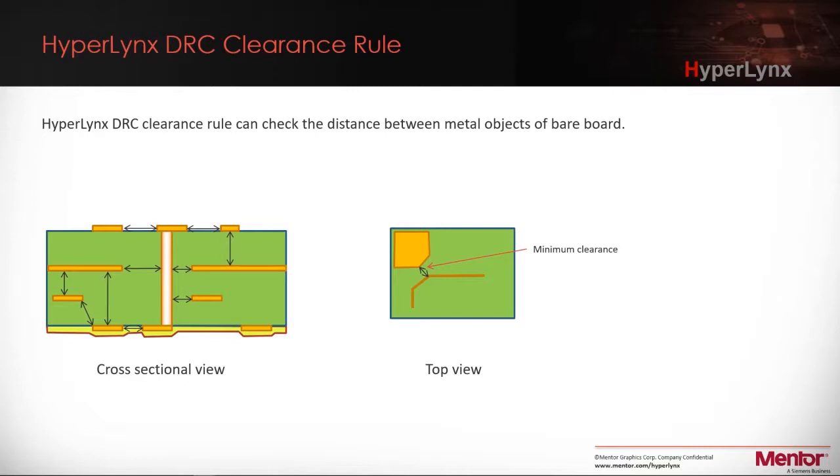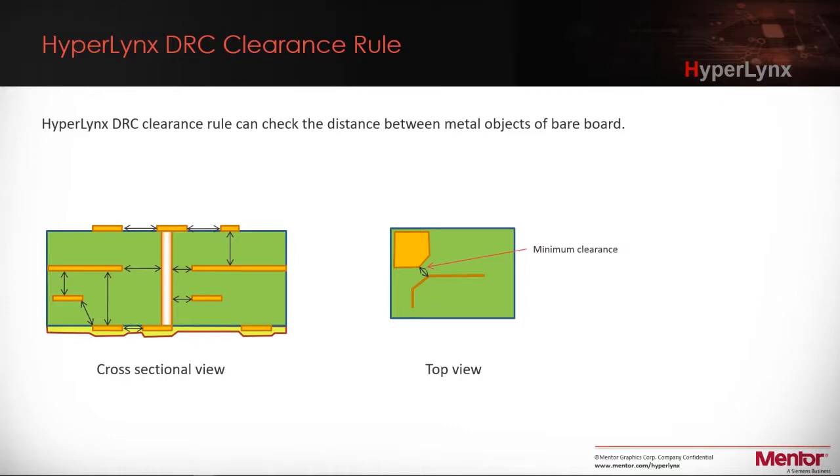HyperLynx DRC can measure the clearance distances as shown in these pictures. You can set the maximum withstand voltage for the outer layers, the inner layers, horizontally or vertically, or you can just specify the minimum clearance values. The rule can be duplicated in the system and set as a different set of parameter values depending on which nets you're trying to analyze.